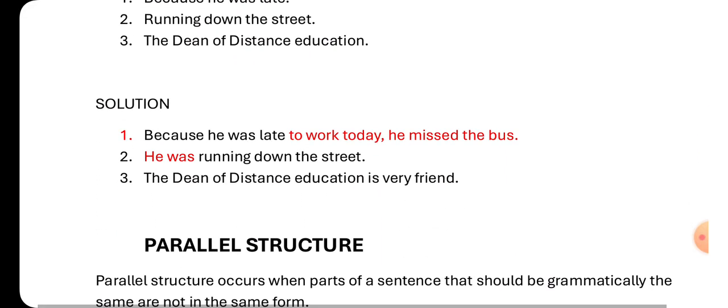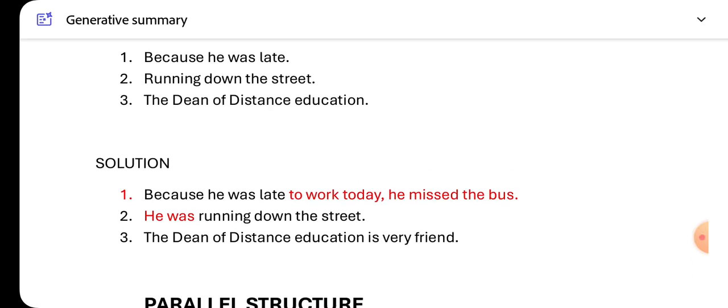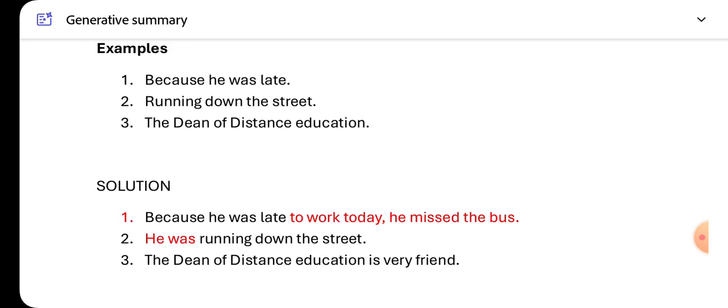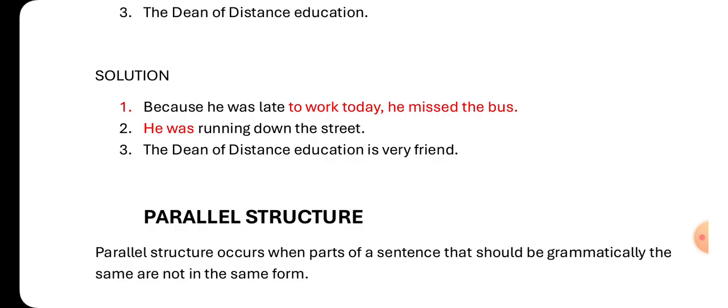So let's solve it. So you go by saying that because he was late to work today, he missed the bus. He missed the bus because he was late to work. He was what? Late to work today. He missed the bus. So the words I added were: to work today, he missed the bus. The words I gave to you were: because he was late. Because he was late, so it didn't make a sentence. So I added some words to it. And then the next one is what? He was running down the street. So running down the street doesn't make sense. So if you say he was running down the street, at least it makes some little sense. Do you get it? He was running down the street.